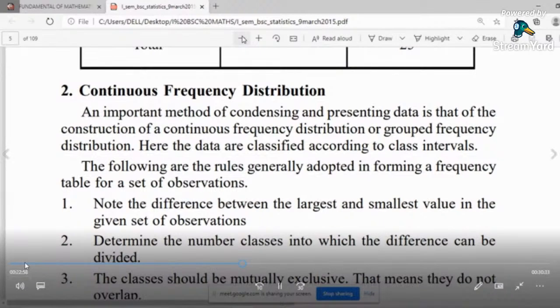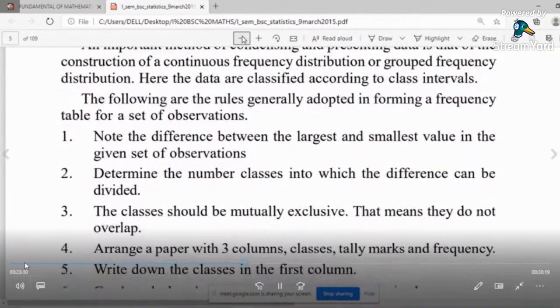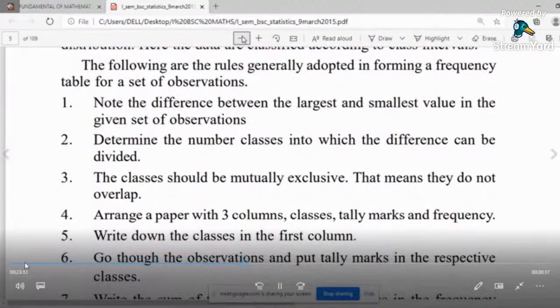Okay. You can divide into 20 classes, 0 to 5, 5 to 10, 10 to 15, etc. Okay. So in that way we can divide the classes.